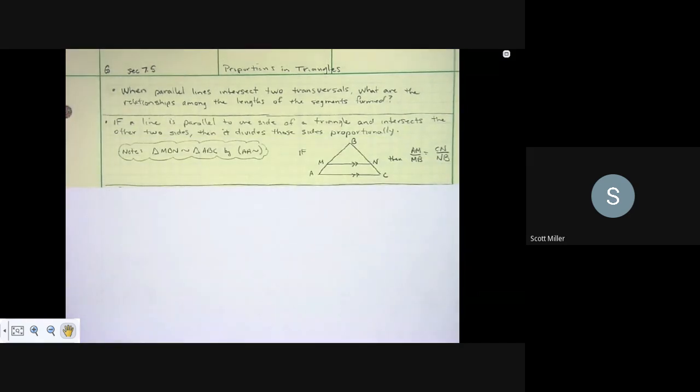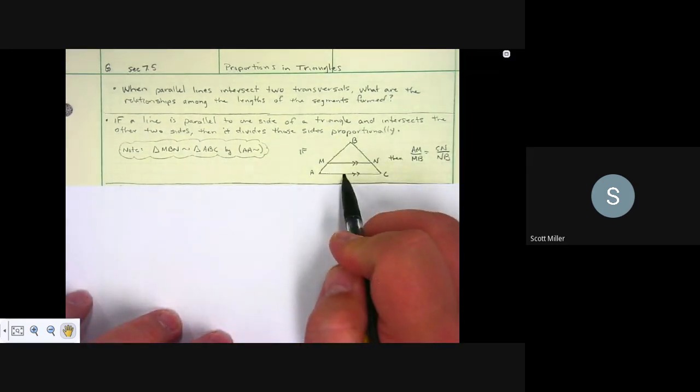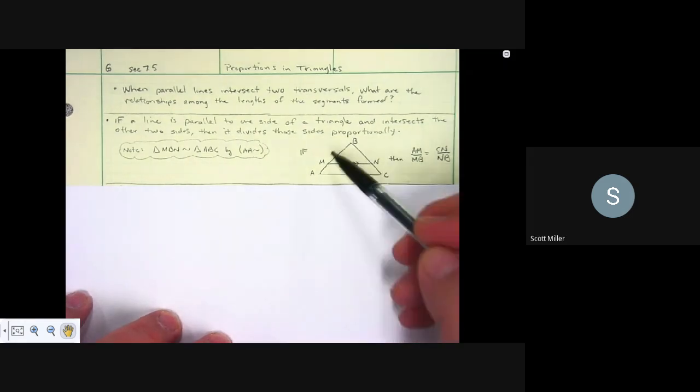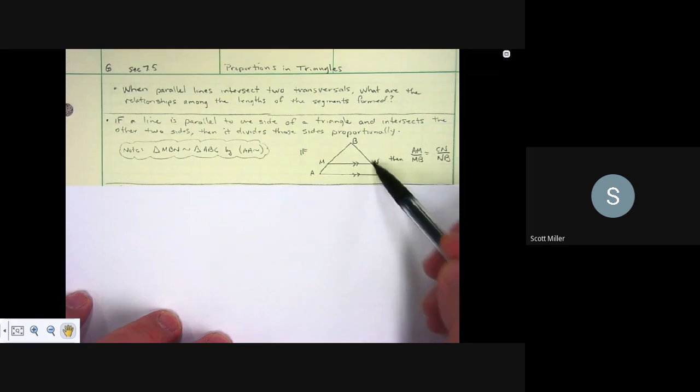Here we have, if a line is parallel to one side of a triangle and intersects the other two sides, then it divides those sides proportionally. This is a segment inside the triangle. It is parallel to this side right here. It intersects the other two sides. When that happens, these pieces will be proportional.